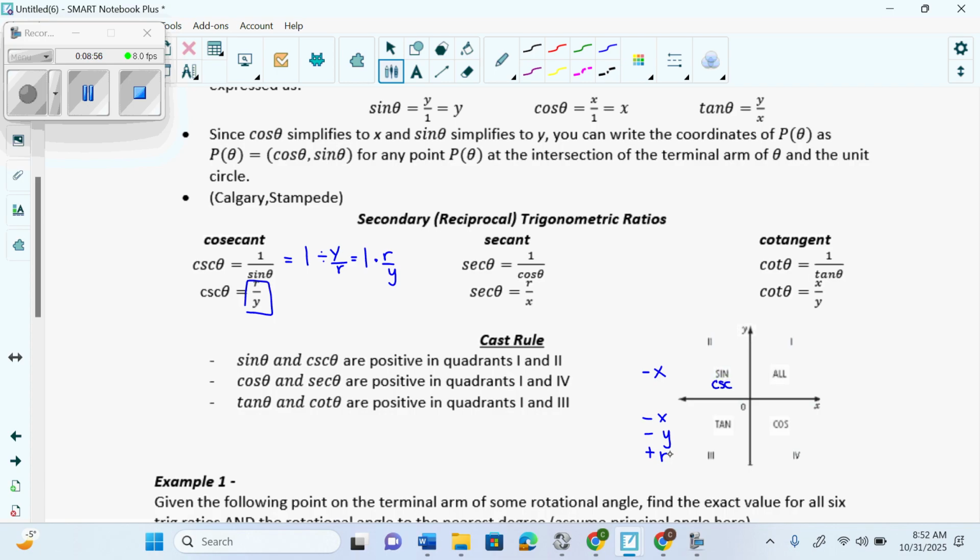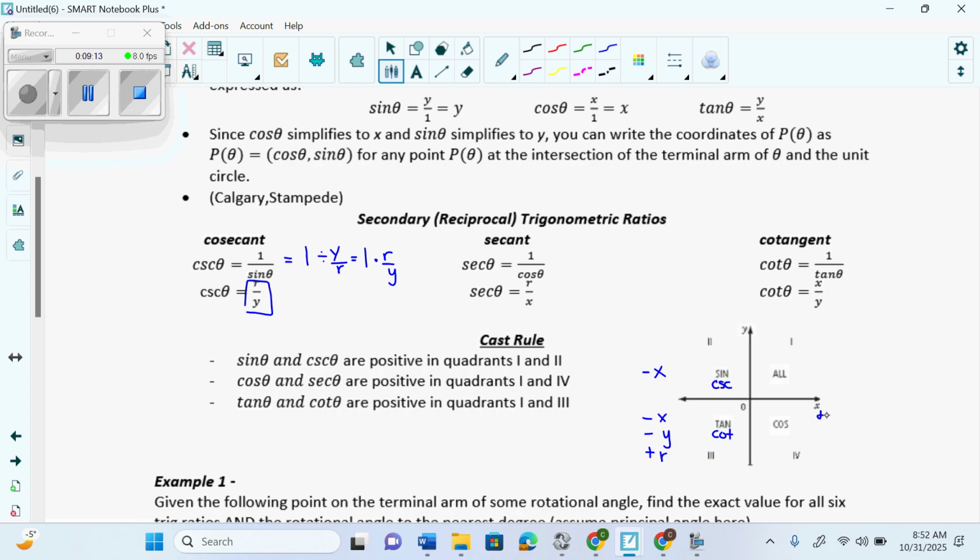Why the heck is tan positive? Well, it's y divided by x. It's a negative divided by a negative. What's a negative divided by a negative? Positive. And then cotan would be a negative divided by a negative, which is a positive, right? So tan is positive here, and so is cotan.